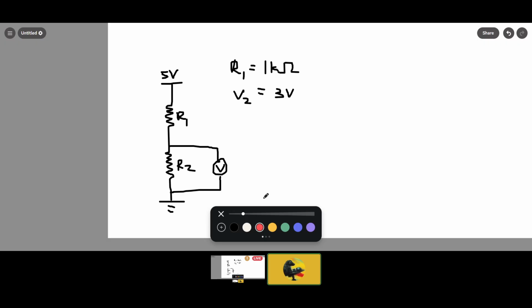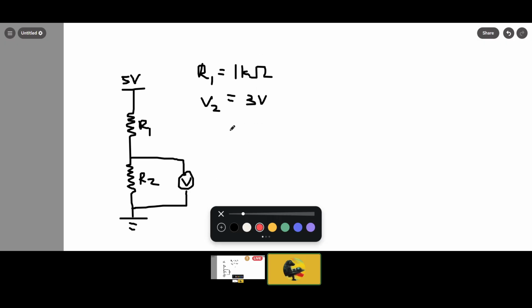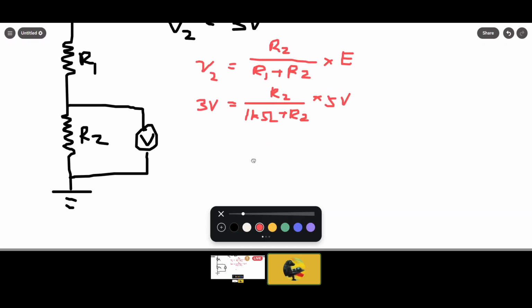Okay, so this is how I would do it. We're just gonna copy over the equation that we already know, which is V2 equals R2 over R1 plus R2, and then times E. And then we can fill in the values we already know. So we know that V2 is 3 volts. We don't know R2, so we're just going to leave it like this. We know R1, it's 1 kilo ohm. And we know E, because E is 5 volts.